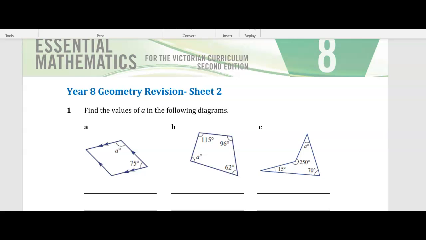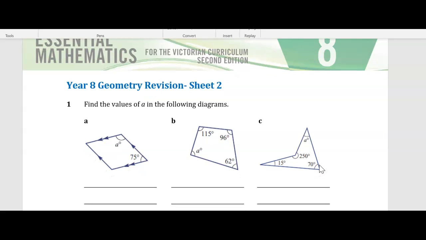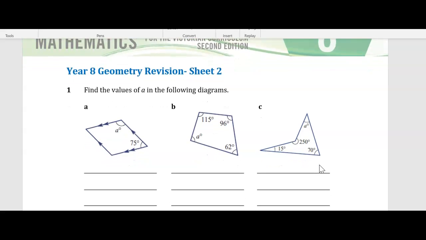Hey everyone, in this video we're going to go through the solutions for sheet number 2 for your revision. Not as long as there's probably harder questions on here, so it's very important that you do understand how to do these questions. They do refer mostly to the angle sum.